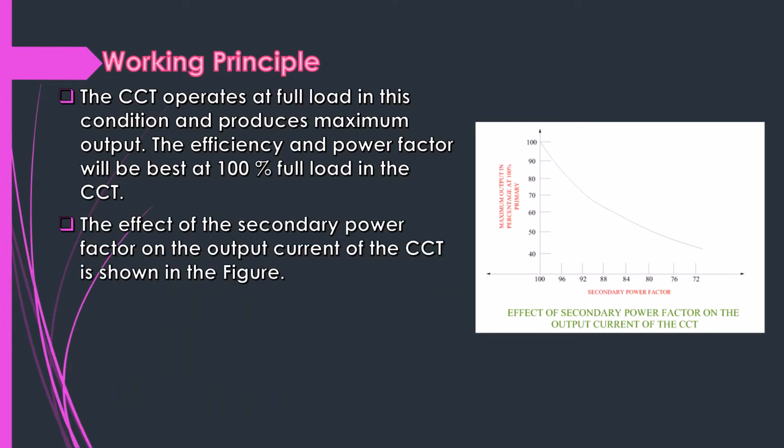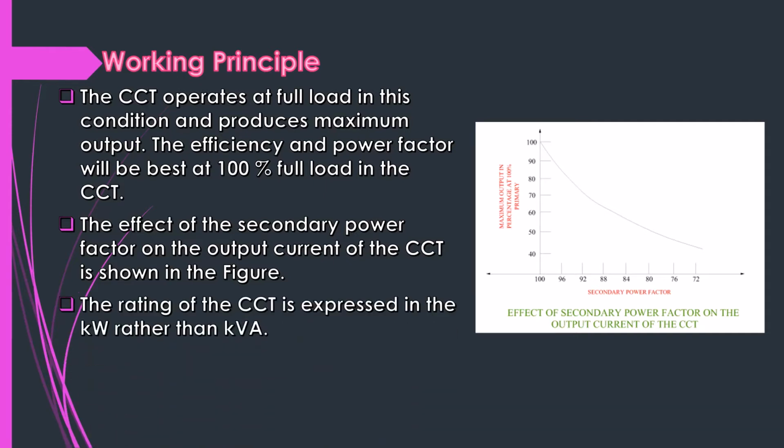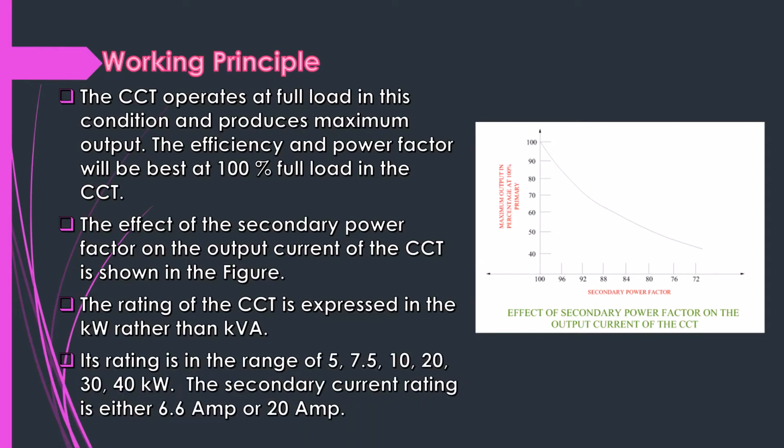The effect of the secondary power factor on the output current of the constant current transformer is shown in the figure. As you can see, the secondary power factor and the maximum output in percentage at 100% primary are directly proportional to each other. The rating of the constant current transformer is expressed in kilowatts rather than kilovolt-amperes. Its rating is in the range of 5, 7.5, 10, 20, 30, 40 kilowatts. The secondary current rating is either 6.6 amperes or 20 amperes.